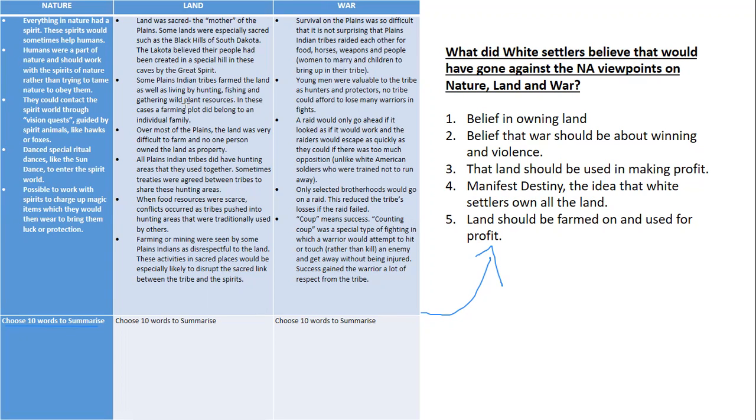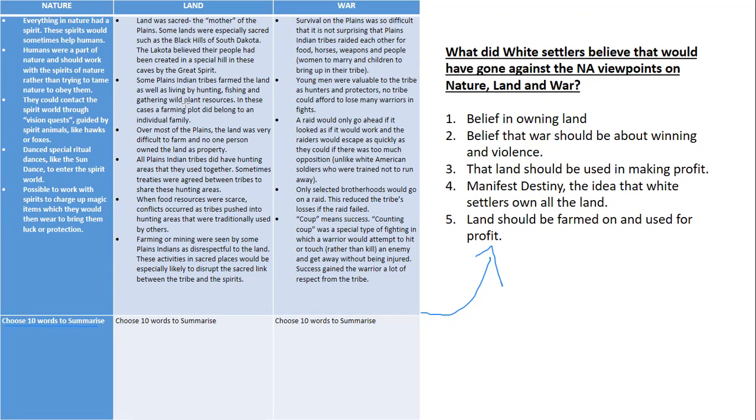Most of the plains was basically impossible to farm. And what the Native Americans believed was that no one person owned the land as property. This was probably down to their nomadic lifestyle, but it does cause conflict later on when the migration of America comes into full force.